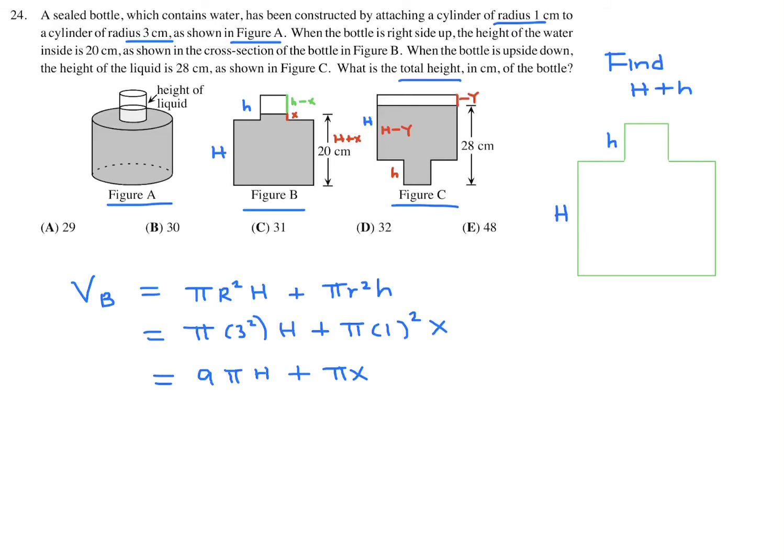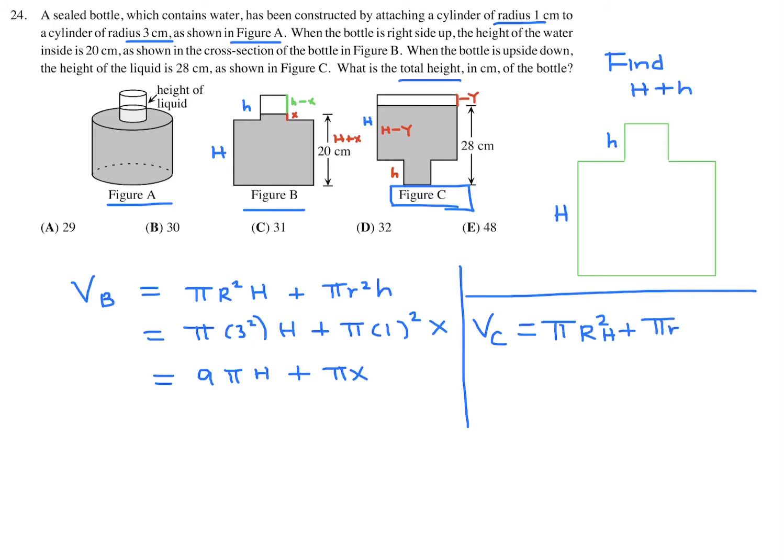All right. Now we get to figure C, sorry. We just did figure B. So now the volume of figure C. Very similar. Again, you're going to cut it into two parts, and that will allow us to figure out the volume. So pi r squared big H plus pi little r squared little h, like that. So the big R is 3 again.